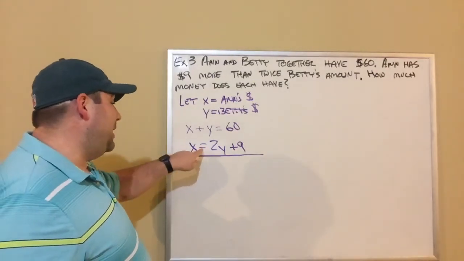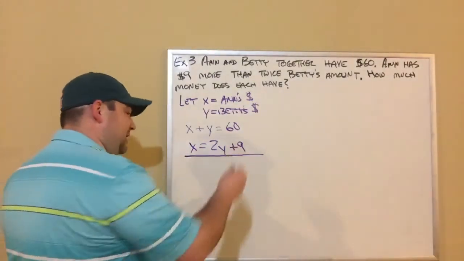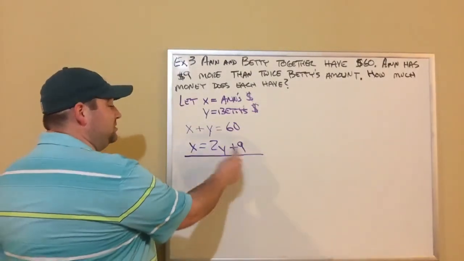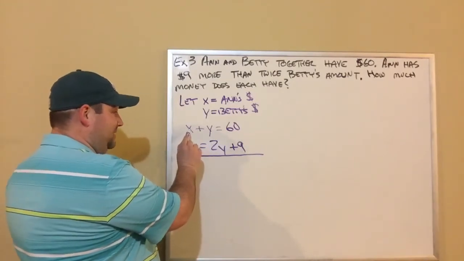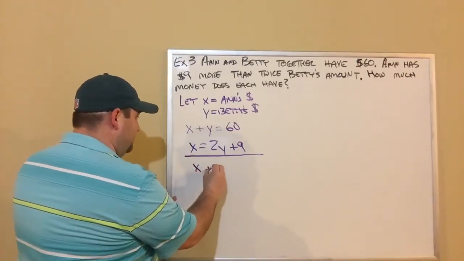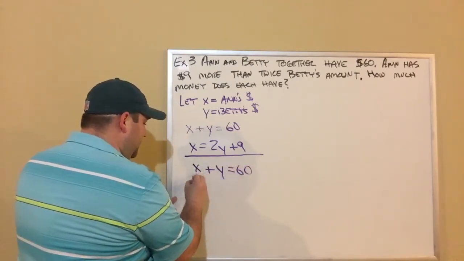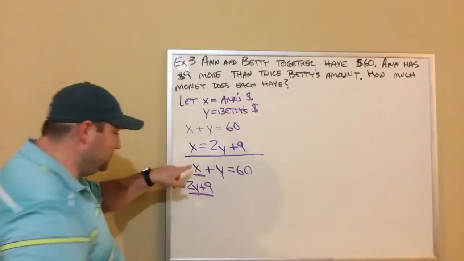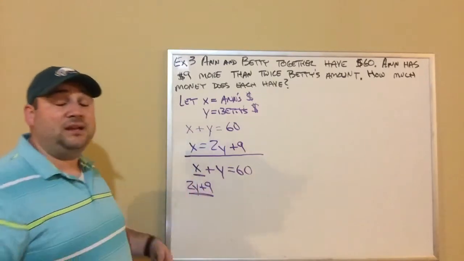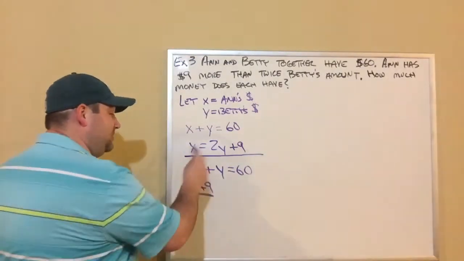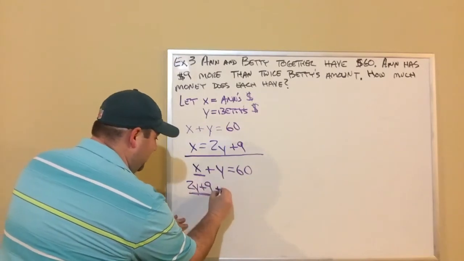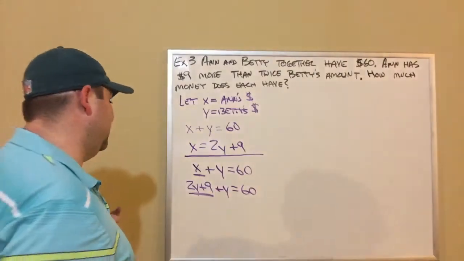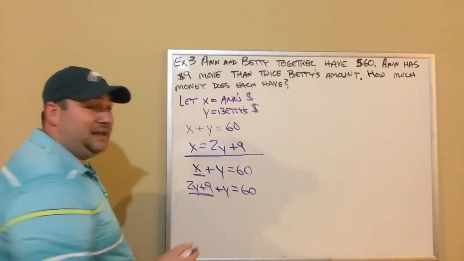So if I know X equals 2Y plus 9, and X and 2Y plus 9 are the same thing, I can substitute 2Y plus 9 in for this X. In the first equation, X plus Y equals 60, in place of the X, I can put 2Y plus 9, because those are the same thing. I know that because of this equal sign: X equals 2Y plus 9. I still have a plus Y, and it still equals 60. So now I'm going to solve 2Y plus 9 plus Y equals 60.